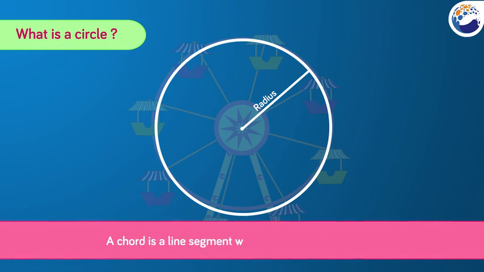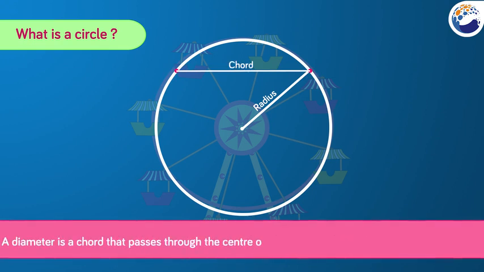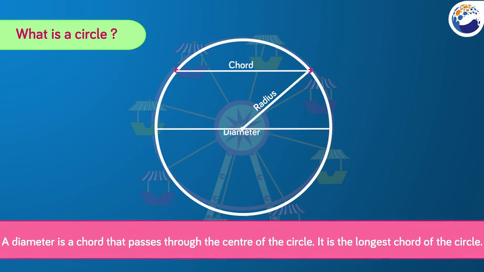A chord is a line segment with endpoints on the circle. A diameter is a chord that passes through the center of the circle. It is the longest chord of the circle.